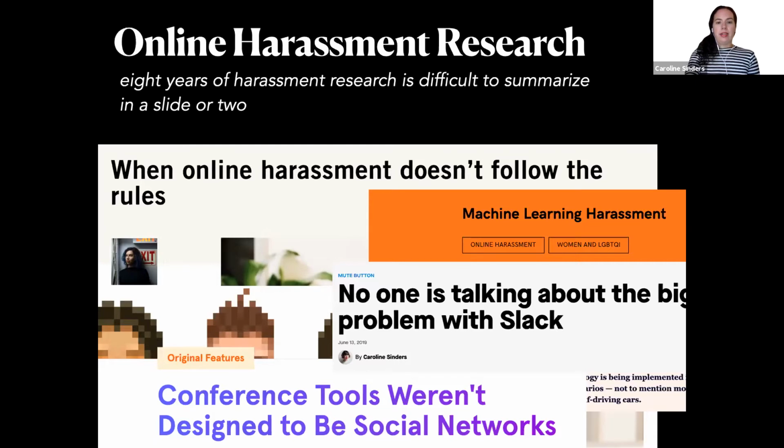Do UX and UI decisions mitigate harassment, and can they amplify it? I think they can. Think about it. If you were being harassed, what does the system allow you to do? What can you do to create safety in that space? And what can you do to be safe?